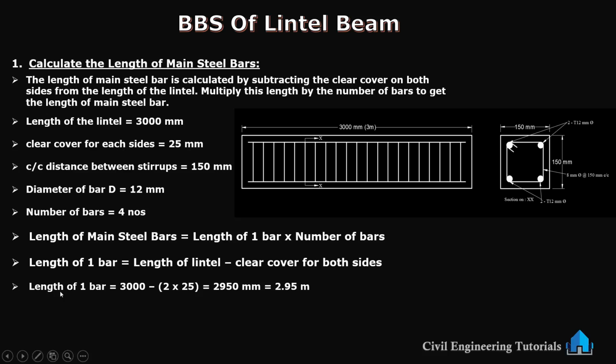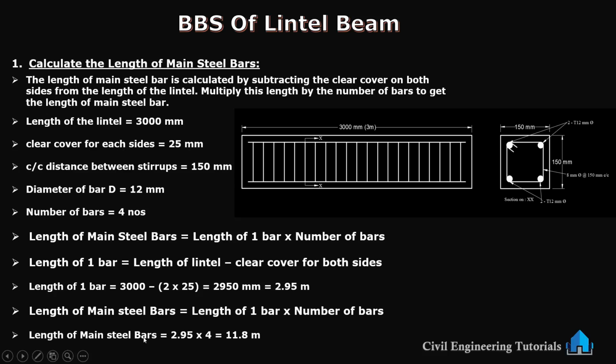Now length of main steel bar we have to calculate. Length of main steel bar is length of one bar into number of bars. Length of one bar we have calculated 2.95 meter into number of bars 4. So 2.95 meter into 4, length of main steel bar we got 11.8 meter. This is length of main steel bars, 11.8 meter.